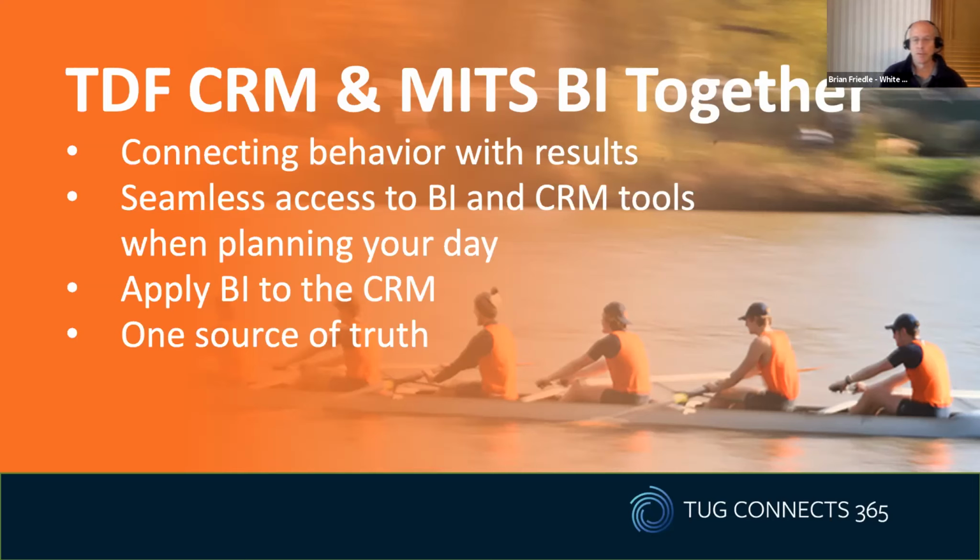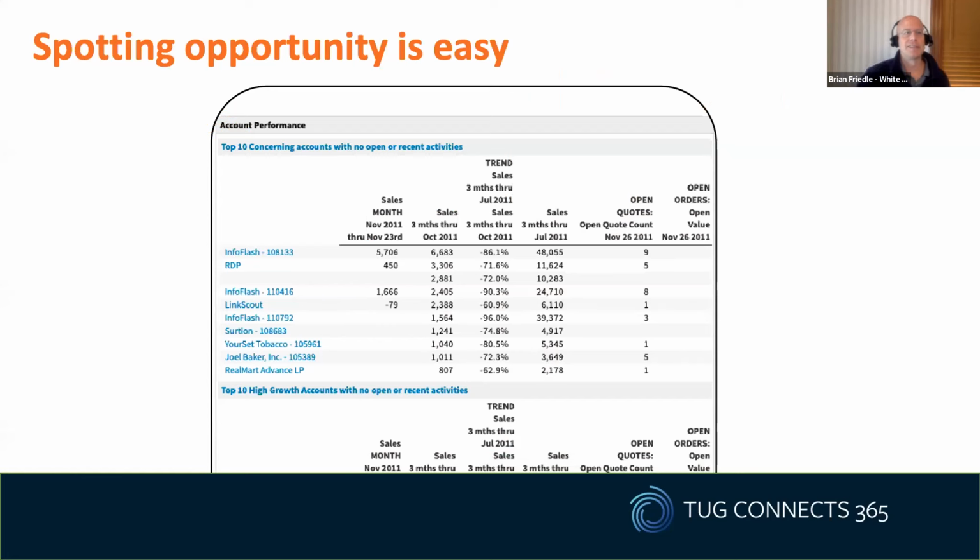It's one source of truth, pulls all the data from the same warehouse, same platform, same support. Pretty cool. And it gets us into some things like this. Now we can look at the top 10 concerning accounts with no recent activities. You know, I read that a typical distributor loses about 10% of their customers per year. I wonder how many of them are lost because nobody paid attention to them. Let's make sure that doesn't happen.